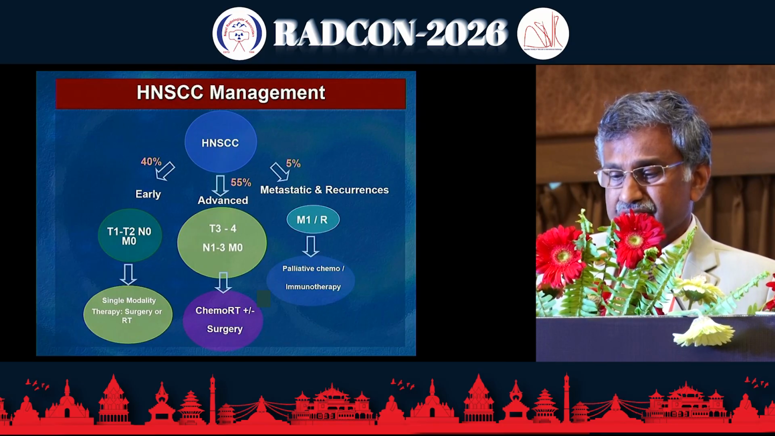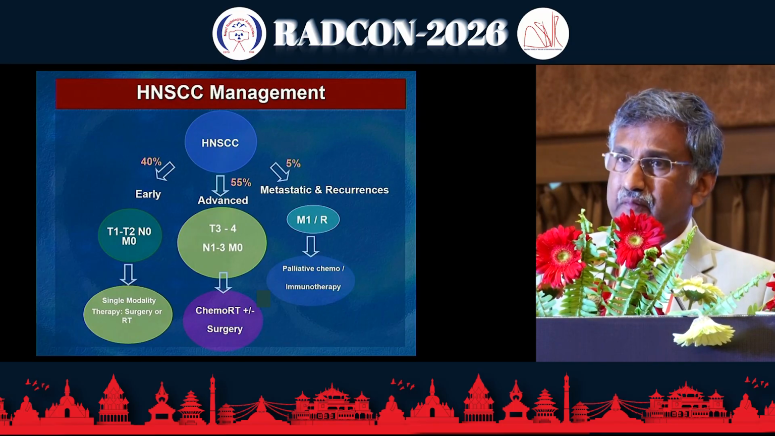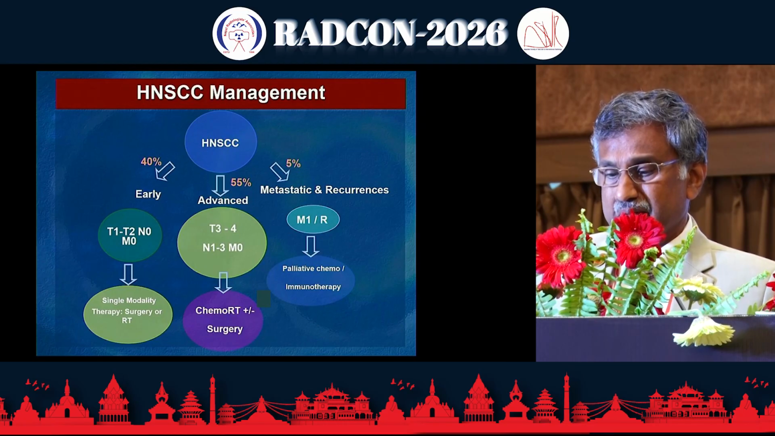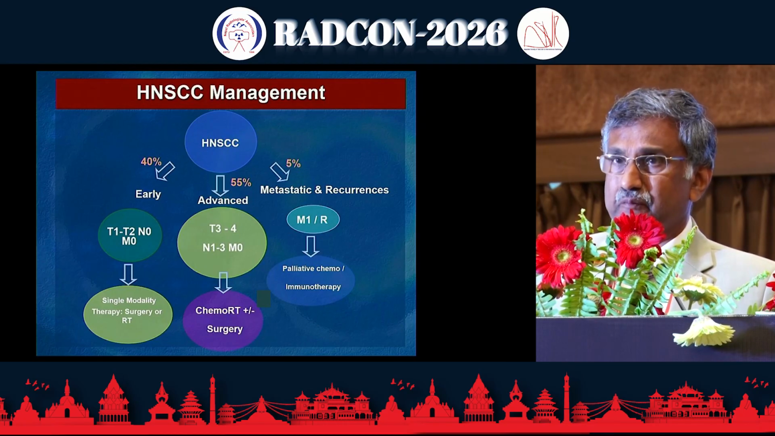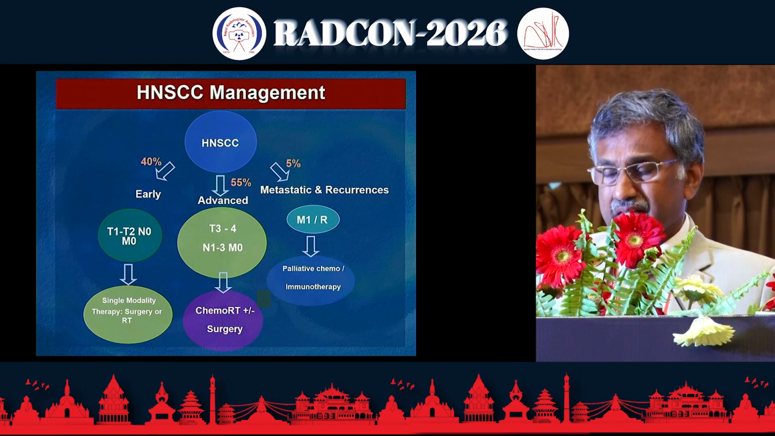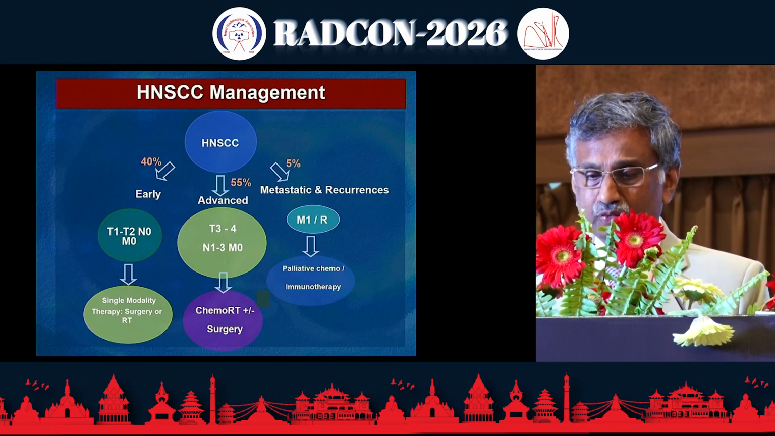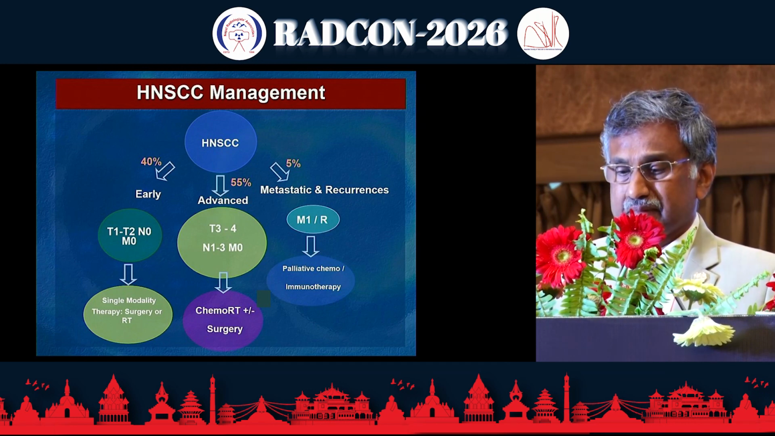And in the 5% there will be moderately advanced disease, and maybe a metastatic process, whether M1 or R1, may be involved. Here it is palliative and chemotherapy. All of you know this one. This will be important for making the diagnosis, treatment planning, and treatment strategy.